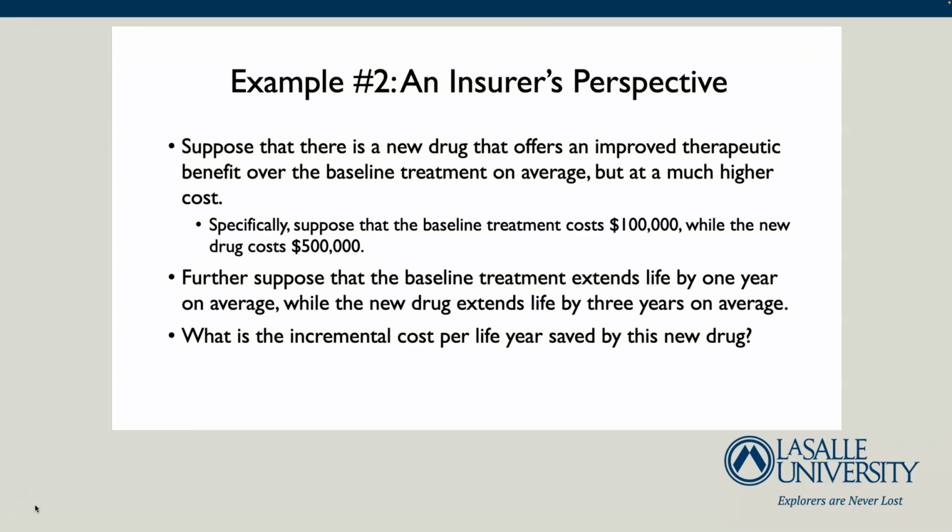With that in mind, suppose that there's a new drug that offers an improved therapeutic benefit over the baseline treatment on average, but at a much higher cost. Specifically, suppose that the baseline treatment costs $100,000 while the new drug costs $500,000. And further, suppose that the baseline treatment extends life by 1 year on average, while the new drug extends life by 3 years on average. What would be the incremental costs per life year saved by this new drug?